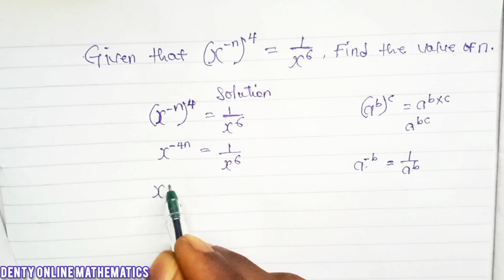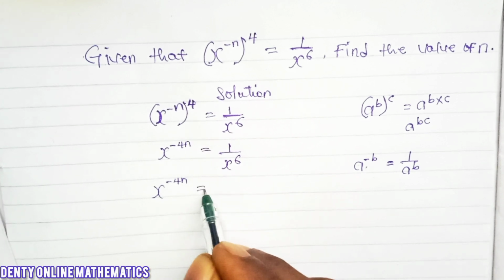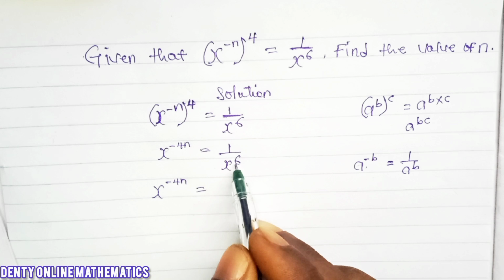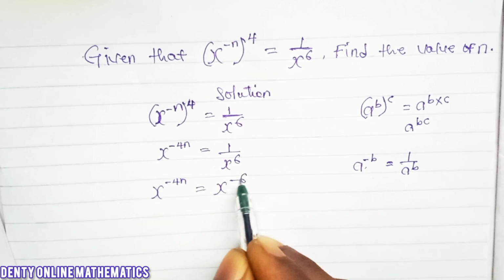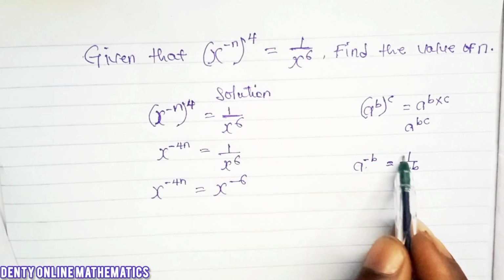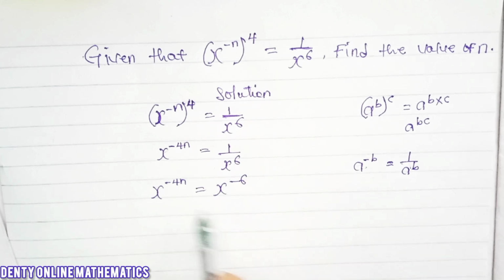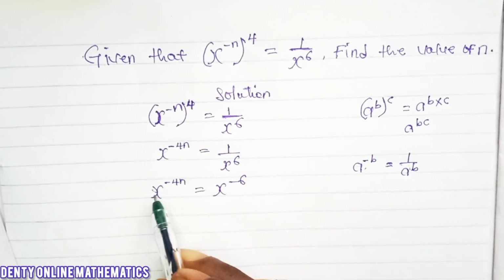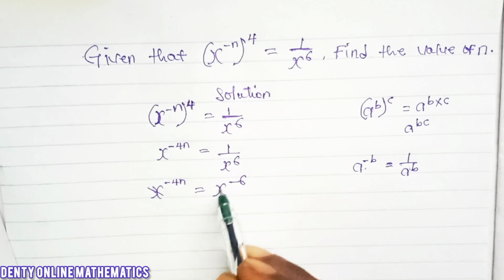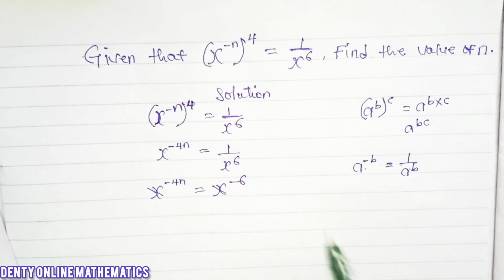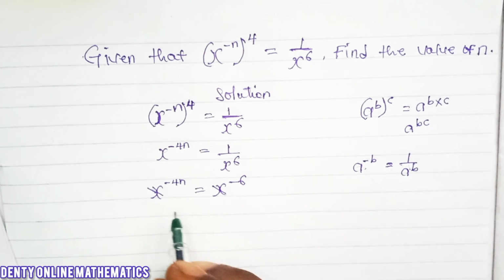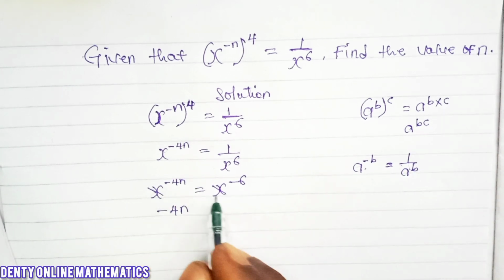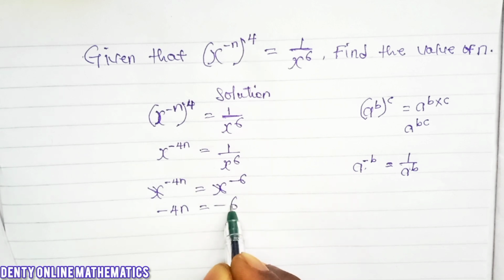So you're going to have x power negative 4n to be equal to, since we have a positive here, if we are reversing it, x power minus 6. Now we have x as the base on both sides, and these are the powers. Since the bases are the same, we can cancel them out, because we are not looking for the value of x, we are looking for the value of n. So we can say minus 4n, since the bases are out, is equal to minus 6.